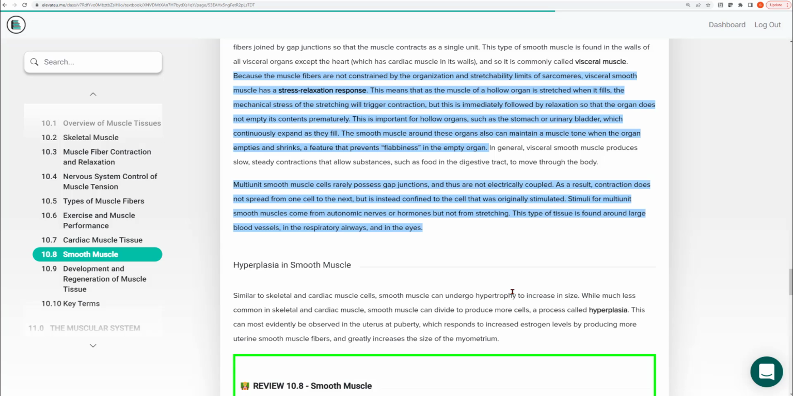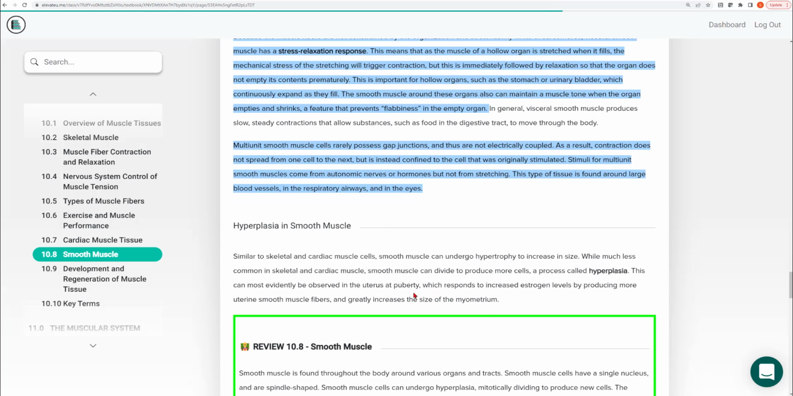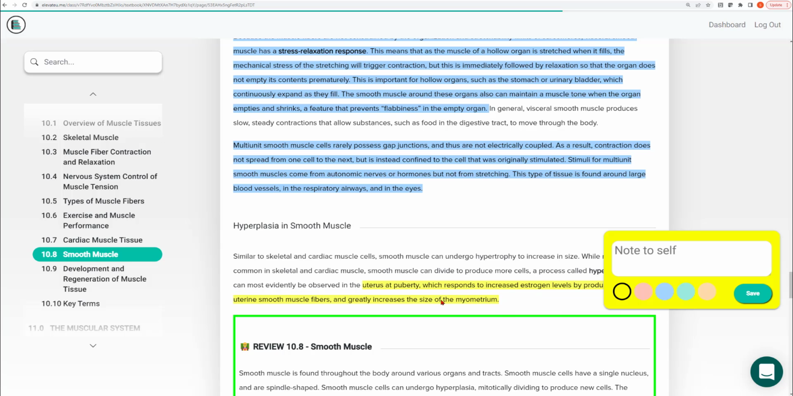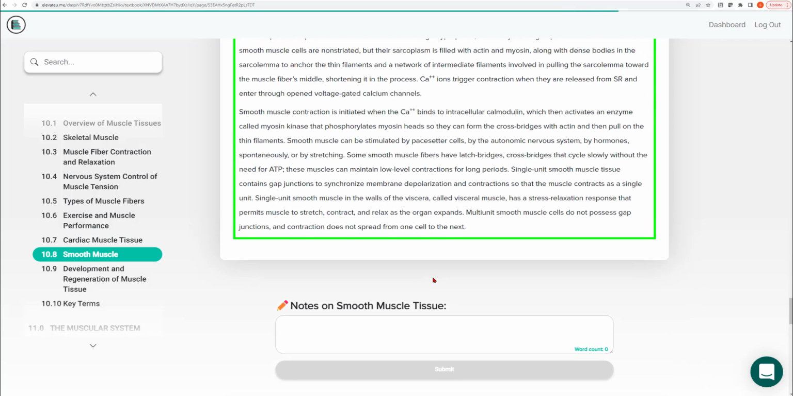It is possible for smooth muscle to increase in the size of the cells, and this is most obvious in pregnancy. In a non-pregnant uterus, the cells are quite small, but during pregnancy, the smooth muscle cells of the uterus get much larger and increase the layer of the uterus called the myometrium. That's the muscle layer of the uterus.